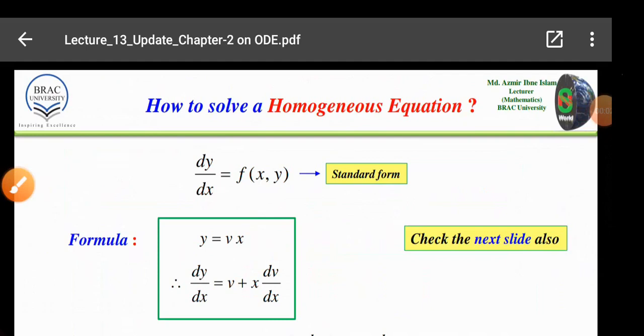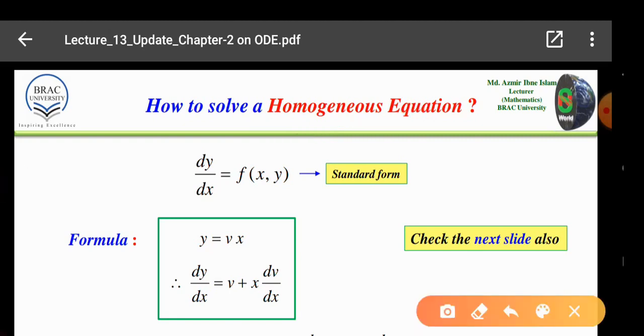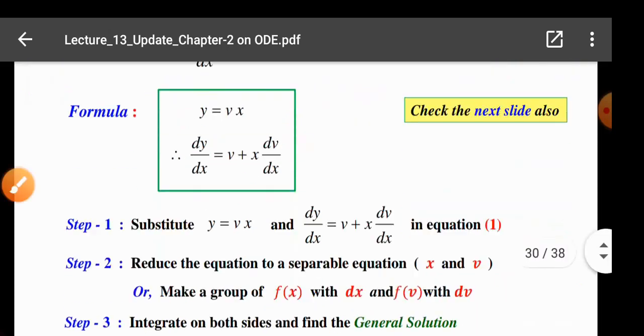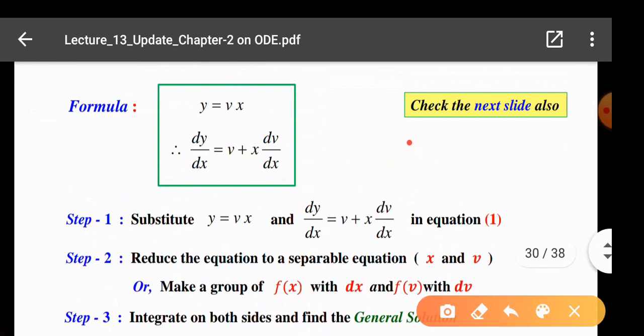So before starting homogeneous differential equations, I again request you, don't be confused with the linear homogeneous differential equation. It is totally different from that concept. A homogeneous differential equation may take this form, dy/dx = f(x,y), but this f(x,y) will be a homogeneous function. So now we have to know what a homogeneous function is. Have a look at the next slide.